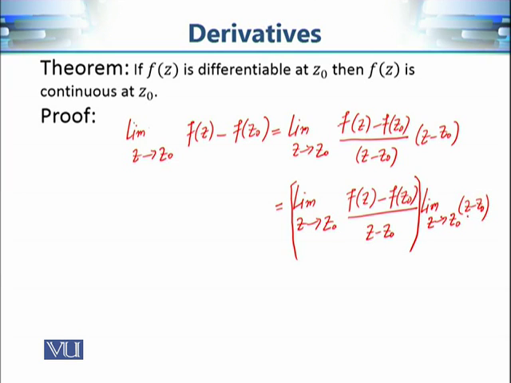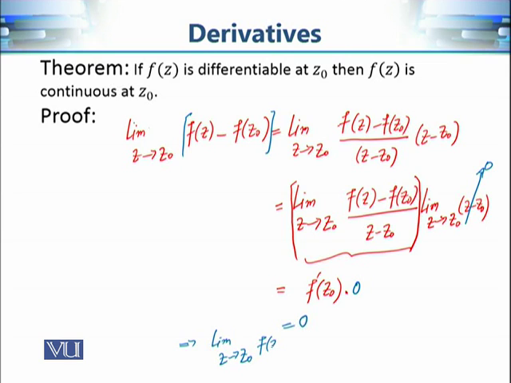Now when z approaches z naught, the limit of z minus z naught is basically 0. And this other expression is basically the derivative, which is going to be a complex number in this case. So it is multiplied with 0, and the answer is 0. And if this limit is equal to 0, then this implies that the limit as z approaches z naught of f of z is equal to f of z naught, and hence the function is continuous in this case.